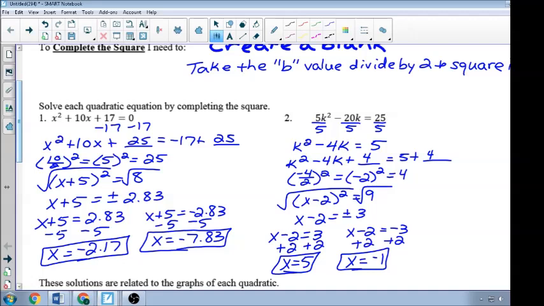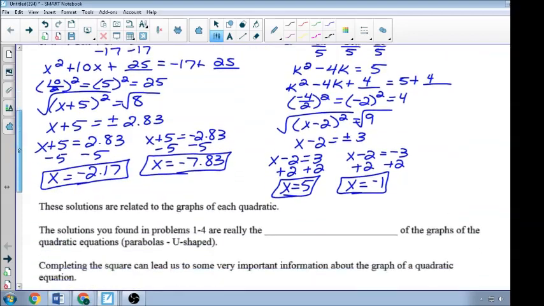Alright, there is my work. Go ahead and check that against yours. See how you did. If you have any questions over how to complete the square, please make sure you ask. You should have a pretty good idea of how to do it at this point. Let's go ahead and move on then.